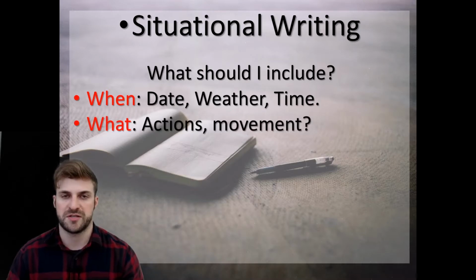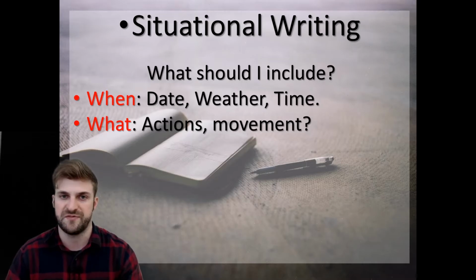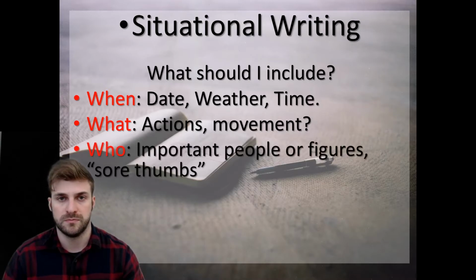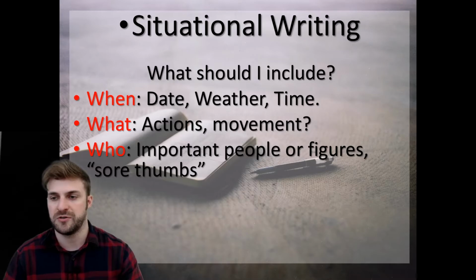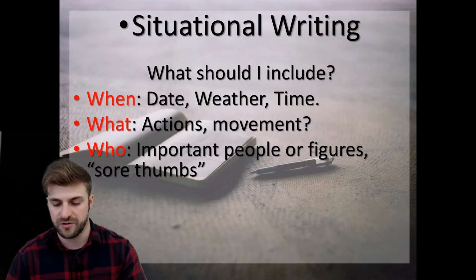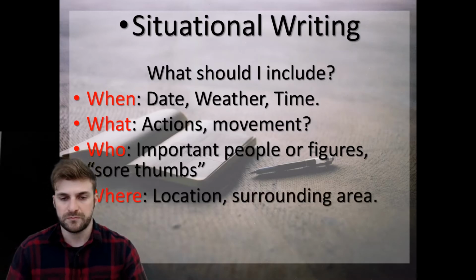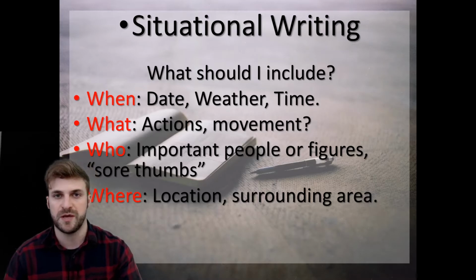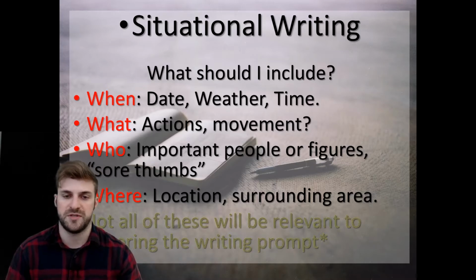What? So we can talk about actions. What were people doing? Was there something going on? Was there a very specific thing happening? Movement. Who? Who was in the picture, or who are we talking about? The important people or figures, or as another way to describe these people, sore thumbs. Now, I'll go over the example of what a sore thumb is. Perhaps you already know, but we'll go over it anyways. And also where, the location, surrounding area, or perhaps you don't know where it is, so maybe you can take a guess. So as I mentioned, not all of these will be used, but keep them in mind.